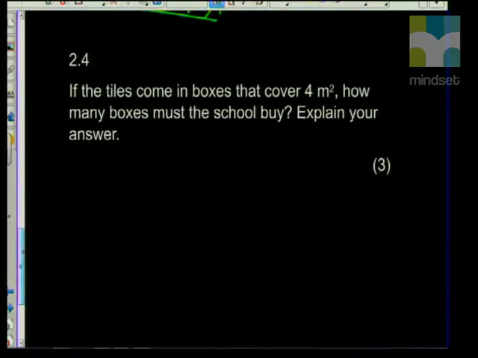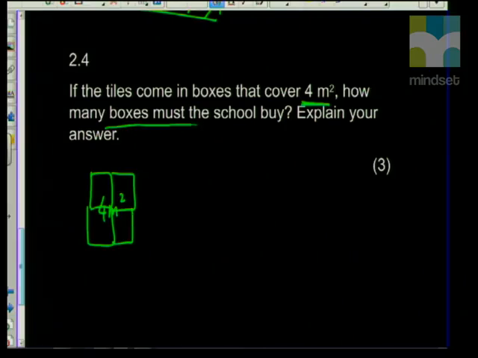Right, the next part, 2.4. If the tiles come in boxes that cover 4 meters squared, so every box of tiles, if I actually laid them out, would cover 4 meters squared. How many boxes must the school buy? And explain your answer. Okay, so the key question is how many boxes?